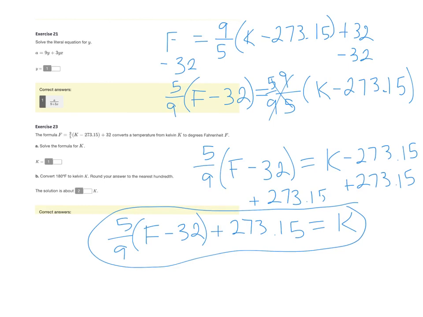The second part is convert 180 degrees Fahrenheit to Kelvin. Round your answer to the nearest hundredths. So let me erase some of this, and then we'll come back to use our formula.